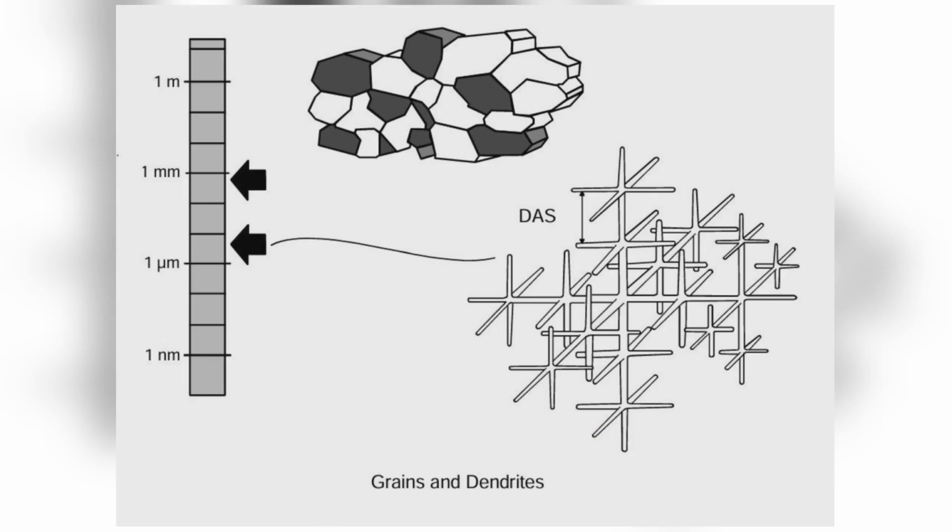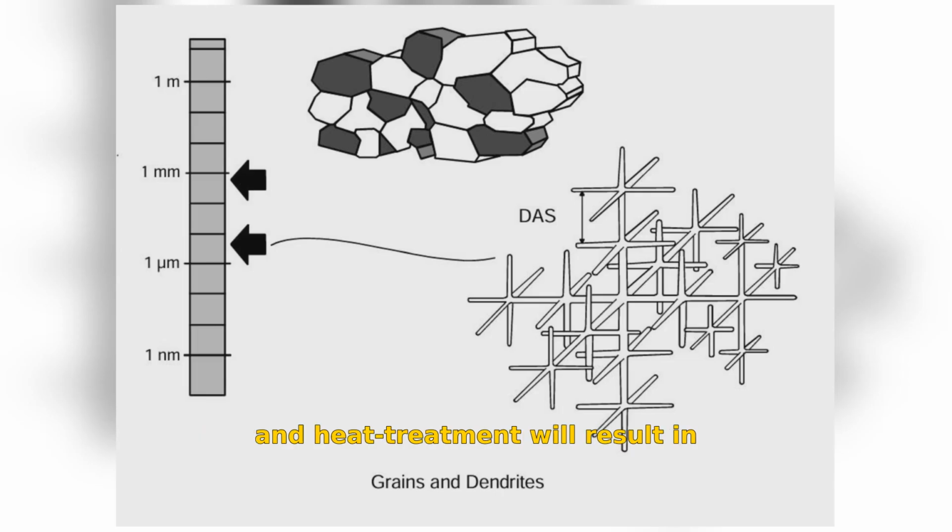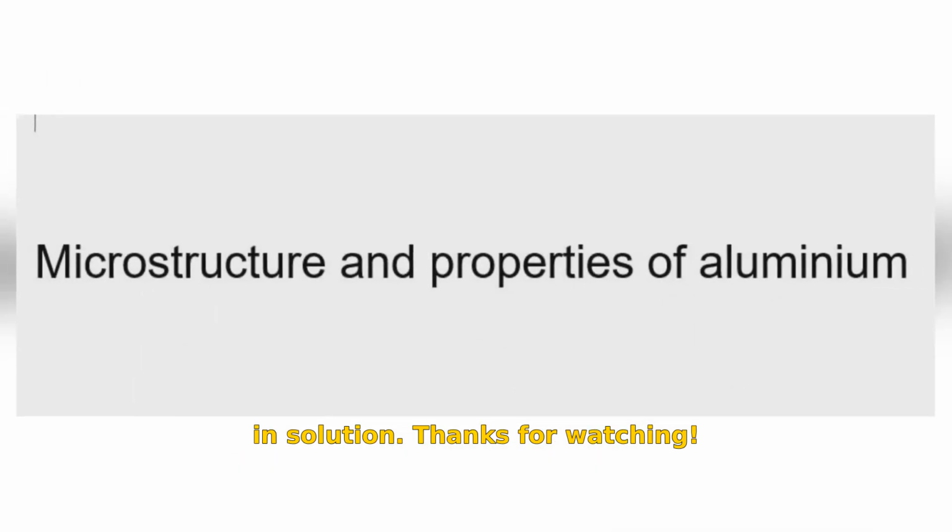Wrought alloys are hot rolled or extruded after being cast and homogenized. The cast structure will then be broken up and a new grain structure will be formed by recrystallization. The combination of cold deformation and heat treatment will result in control of grain size, the structure of precipitated particles, dislocations, impurities, and the alloying elements in solution.